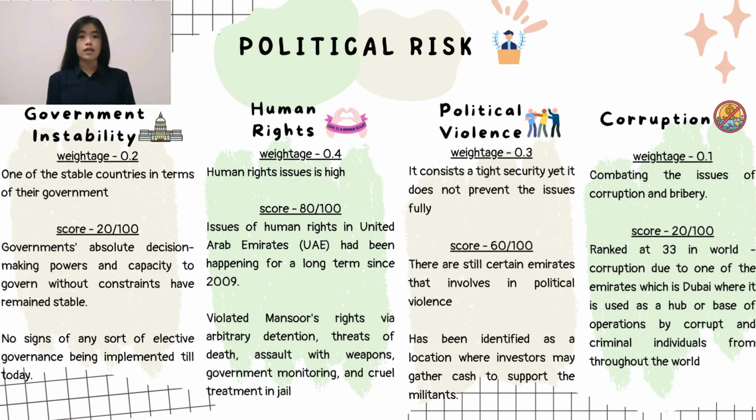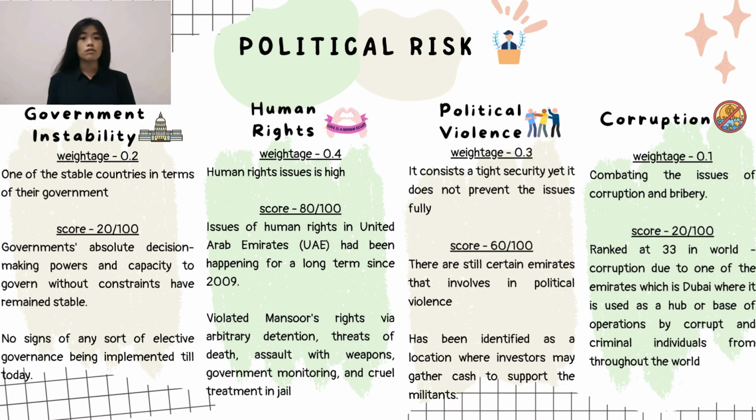This is because the government's absolute decision-making powers and capacity to govern without constraints have remained stable since 1971, and there is no sign of any sort of elective governance being implemented until today. Hence, in the government instability of political risk, the total score is only 4, which means that the stability in government of the UAE leads to a lower political risk.